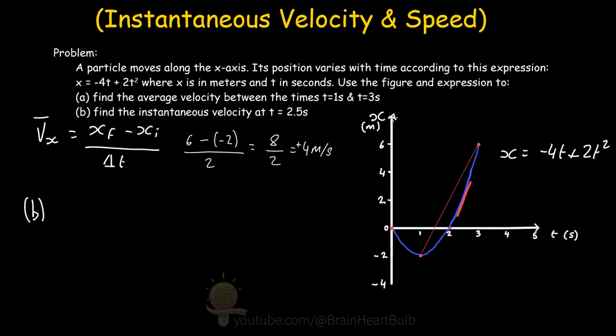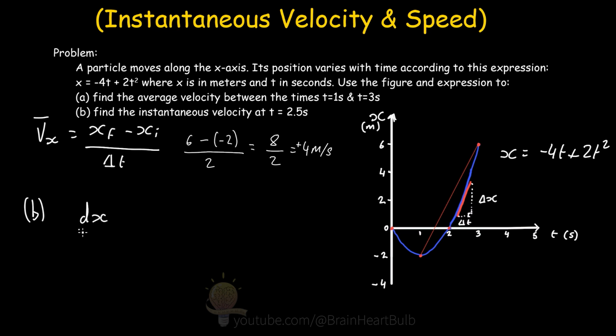If we had a proper graph here, we could simply measure the gradient of this red line by measuring the change in value on the x-axis with the change in time. But this isn't going to be very accurate. So what we can do is use differentiation and find the derivative of x with respect to t. And that will give us another expression that will represent the velocity throughout time.